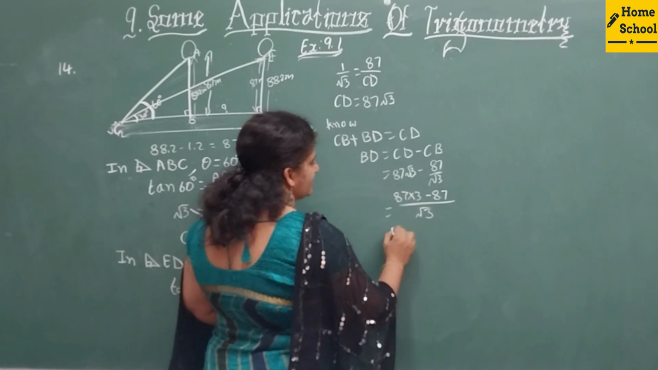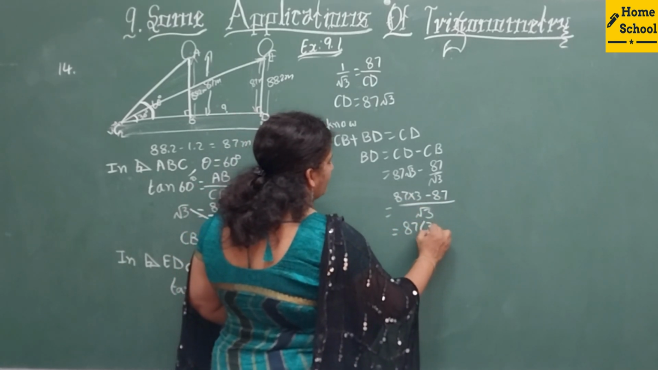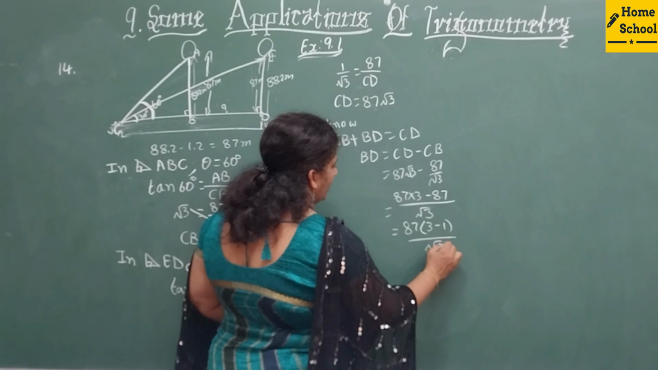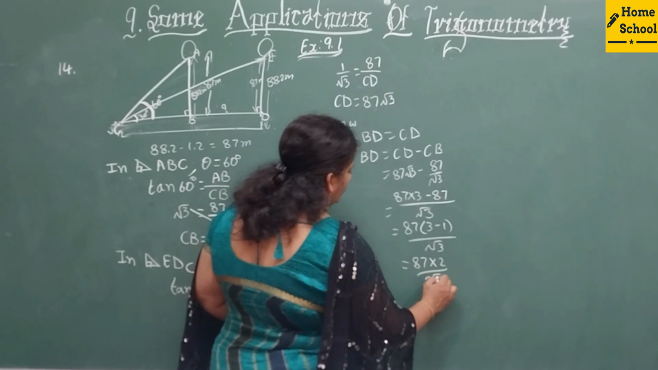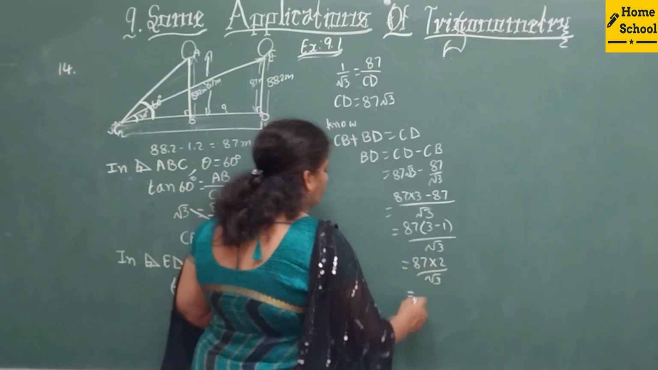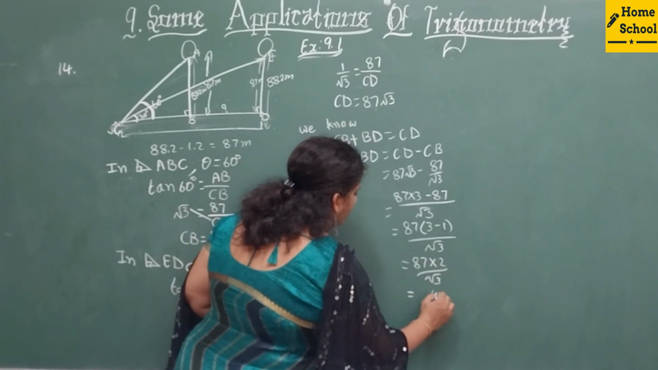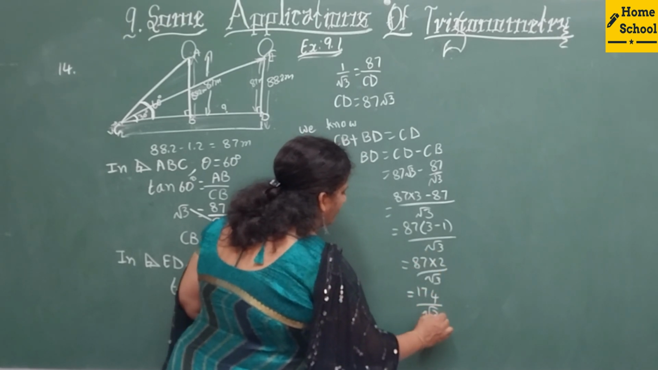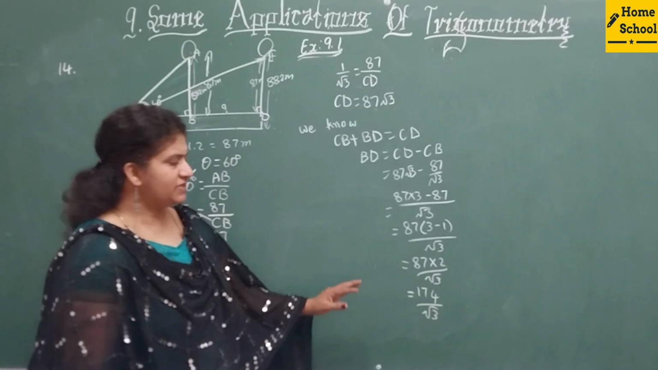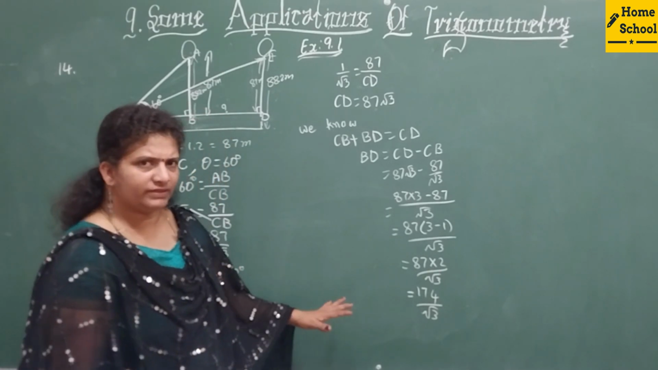From these two, 87 is common. 3 minus 1 by root 3. That is 87 into 2 by root 3. 87 2s are, 2 7s are 14, 8 2s are 16 plus 1, 17. 174 by root 3. Observe again, is it a multiple of 3?